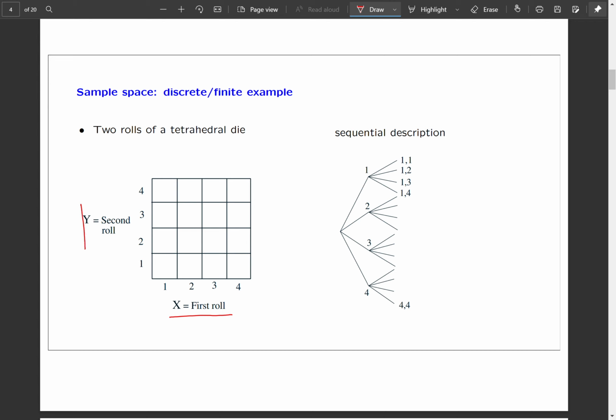For example, in the first roll, let's say we got 1, and in the second roll, let's say we got 2. Then we'll mark this box with 1 comma 2. So we can say that this outcome has occurred.